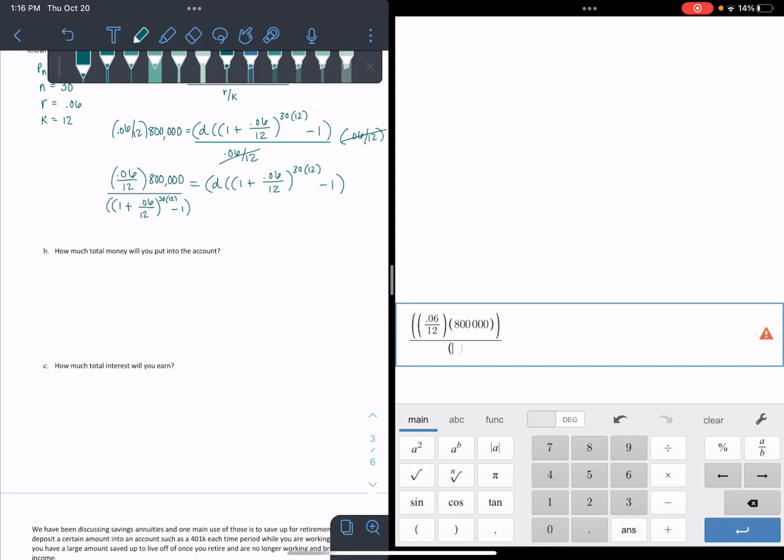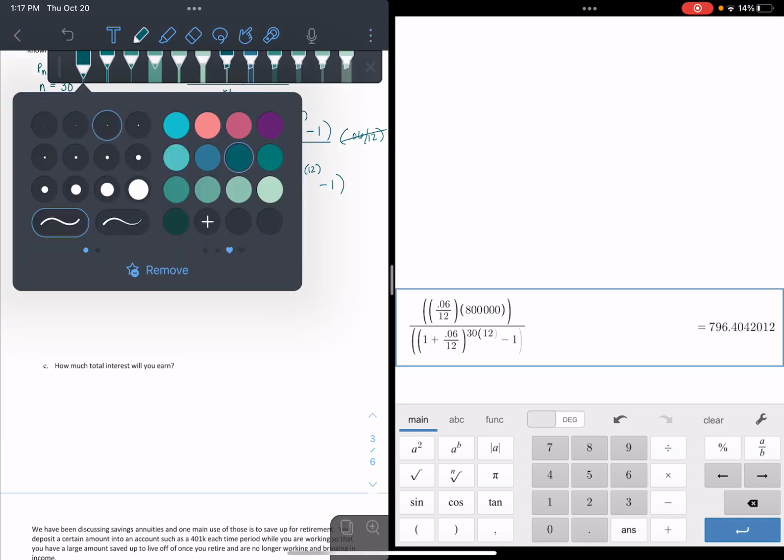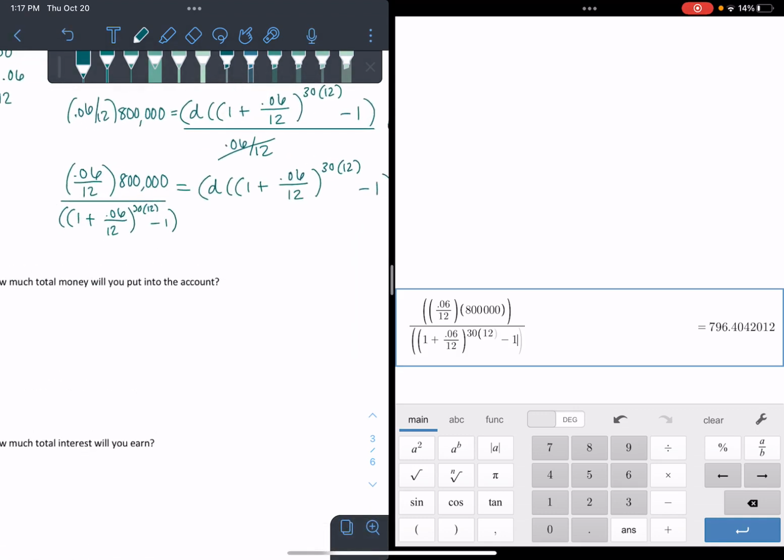Okay. Parenthesis, 1 plus 0.06 over 12. And that is going to right arrow 1 time up 30 times 12. And then minus 1. Okay. Whew. 796.40. Oh my goodness. Okay. Sorry I made you guys go on a crazy goose chase there.